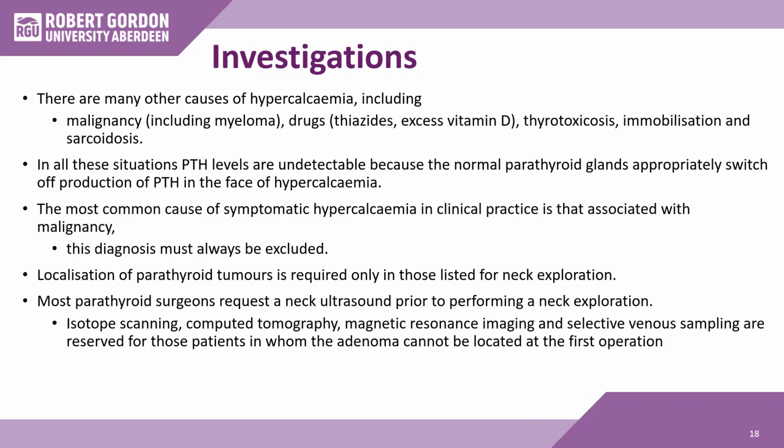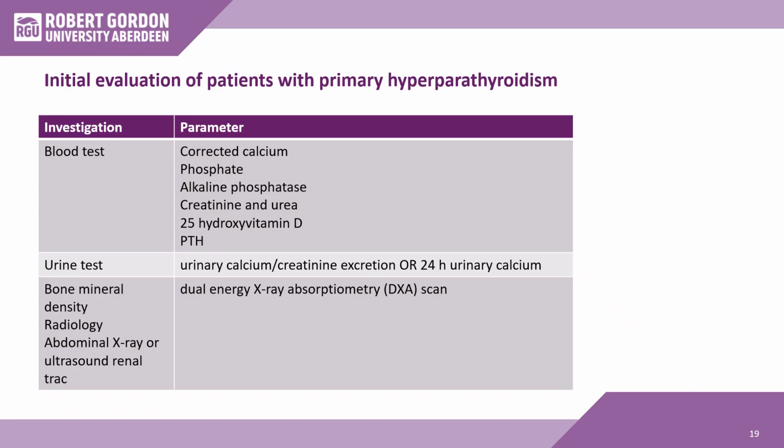for our completion. So, initial evaluation of patients with primary hyperparathyroidism. You have the blood tests as listed here, you have the urine tests, and you have the bone mineral density in some places. This could vary depending on your trust and what protocols they have in place. So just have a quick read here.